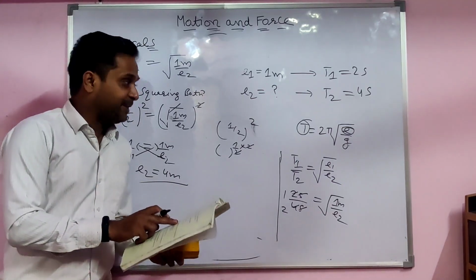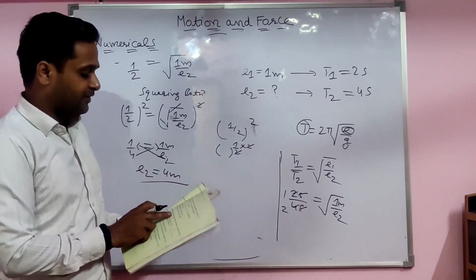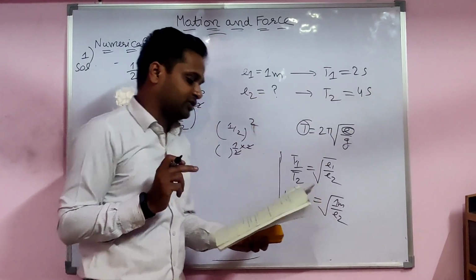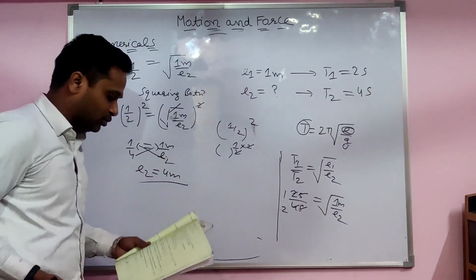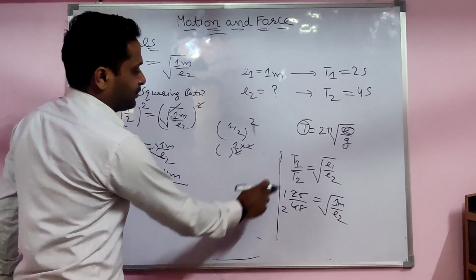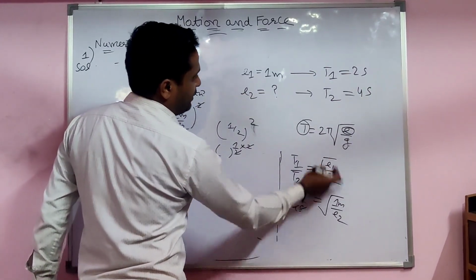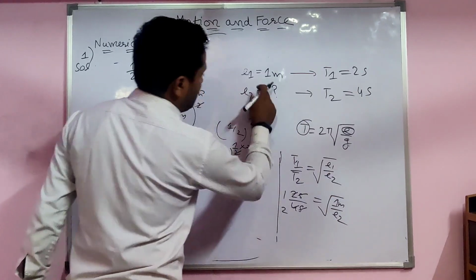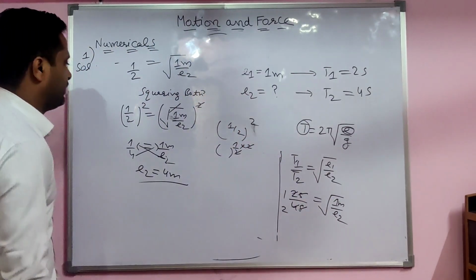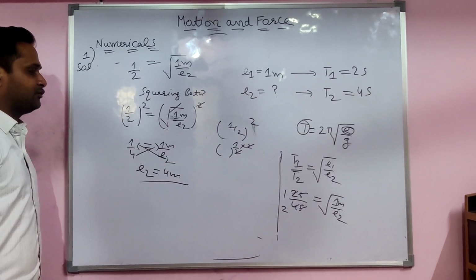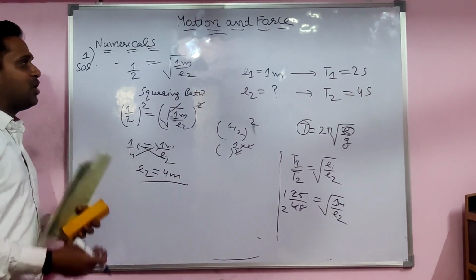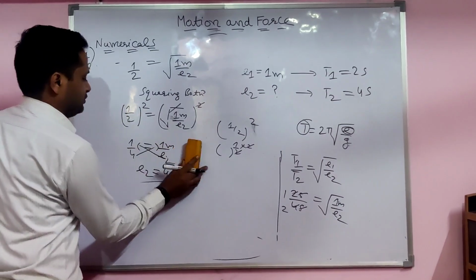First one, time period is T1, T1 is 2 seconds, T2 is 4 seconds. Then you have to find out L2. First one, length is 1 meter. Here T1, T2 are 2 seconds, 4 seconds, 1 by 2, L1 is 1 meter and L2 you have to find out, squaring both sides. And it was very easy. Now come to the second numerical, students.